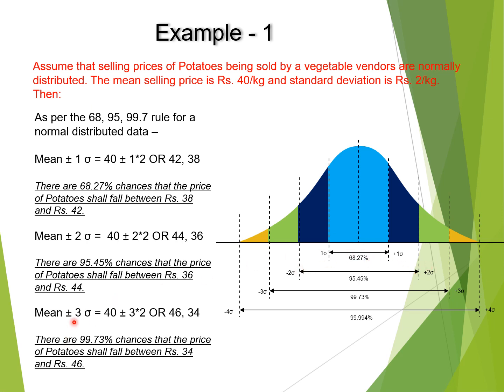Similarly, mean plus minus 3 sigma, that is 40 plus minus 3 into 2, that is 46 and 34. This is 34, this is 46. So there are 99.73% chances that the prices of the potatoes shall fall between 34 and 46. And then of course we have mean plus minus 4 sigma also, plus minus 5, plus minus 6 also.